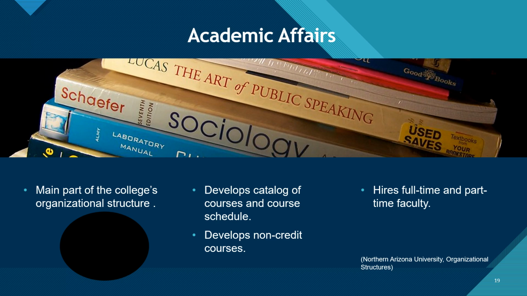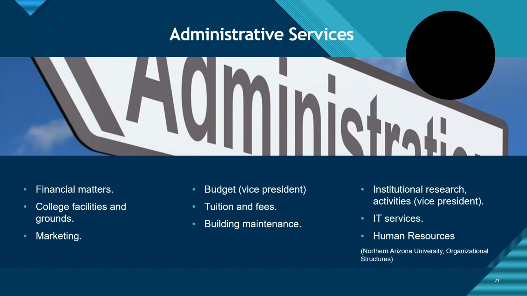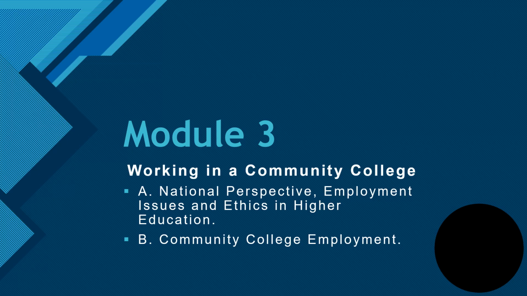Academic affairs works with course scheduling, both credit and non-credit, the college's organizational structure, and hires full-time and part-time faculty. Student affairs is student enrollment, outreach, matriculation, and advising services. Administrative services is a large branch that covers financial matters, facilities, marketing, tuition and fees, budgeting, and also includes IT and human resources.